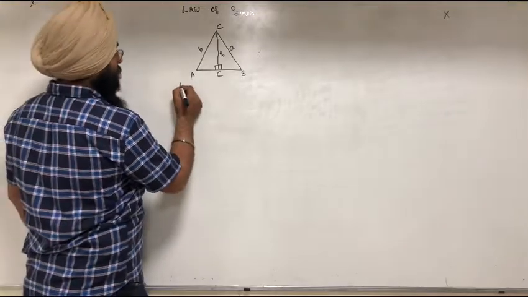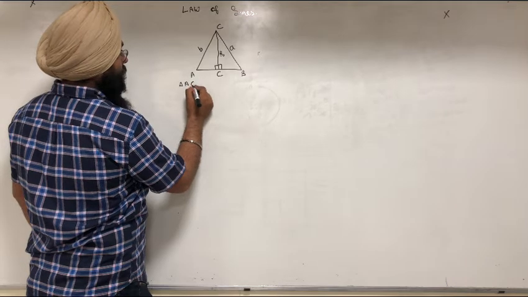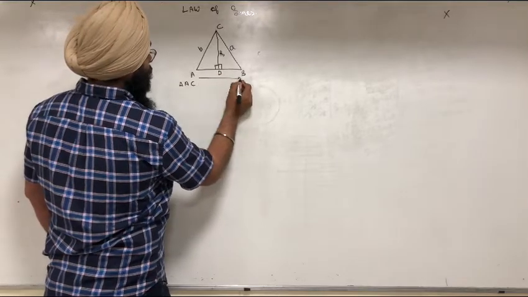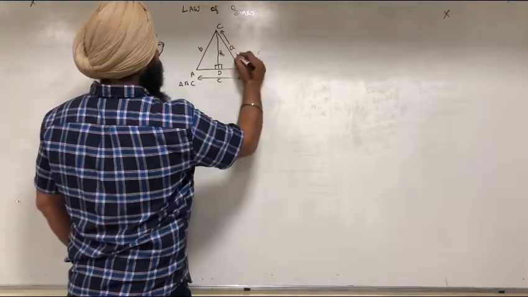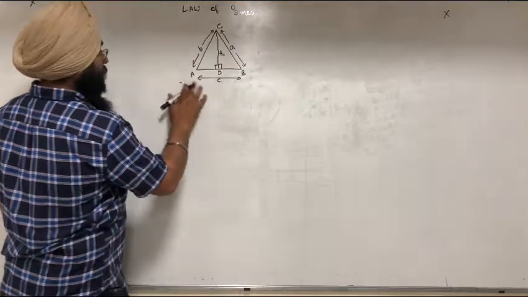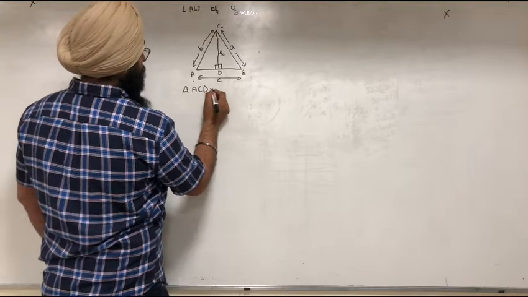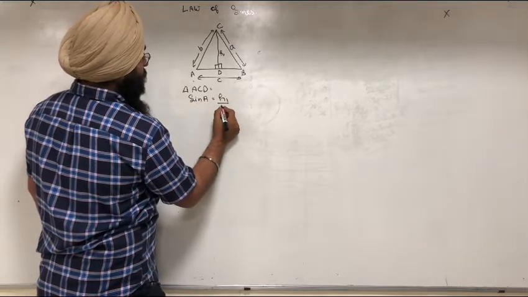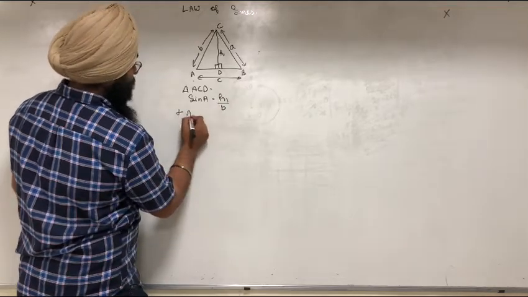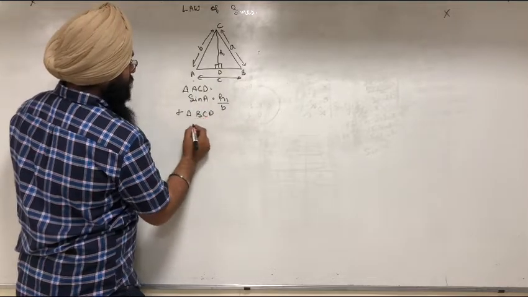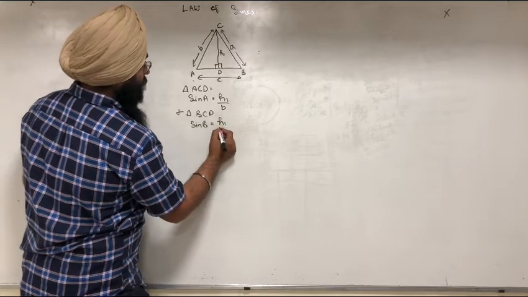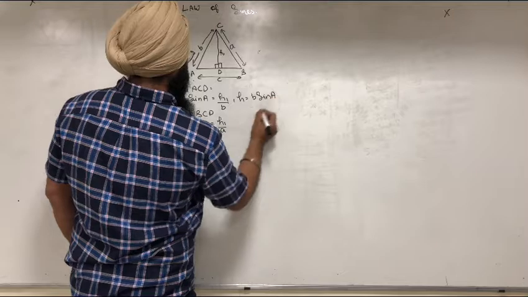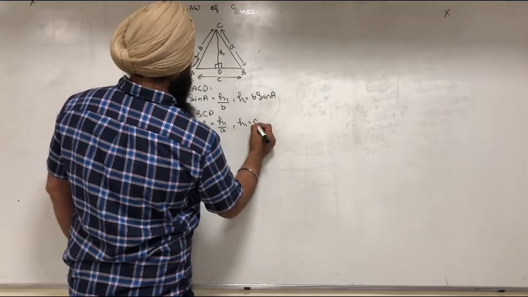Now we know, taking triangle ACD, sin A is equal to H1 by B, and triangle BCD, sin B is equal to H1 by A. So H1 is equal to B sin A and H1 is equal to A sin B.